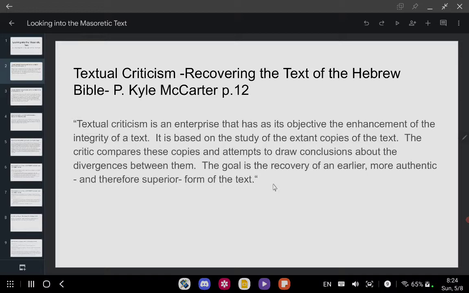The critic, this definition is wide. I'm just saying that we're talking about biblical manuscripts or biblical copies. The critic compares these copies and attempts to draw conclusions about the divergences between them, where they separate, where they're different. The goal is the recovery of an earlier, more authentic, and therefore superior form of the text. So, like he says, the goal is to try to find the oldest, and therefore probably the more original and therefore superior form of the text.